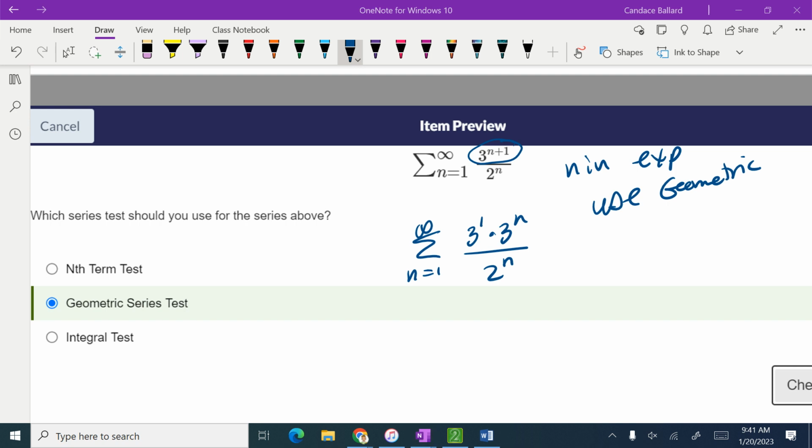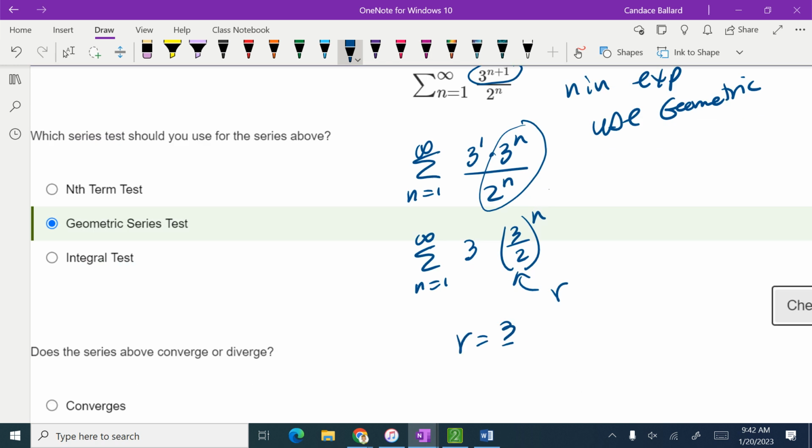All right. I'm now going to focus in on this part here. I'm trying to create my ratio, okay? Because that's what I need for geometric. All right. So sum is n equals 1 to infinity. I've got 3. And I'm going to rewrite this as 3 over 2 to the n power, right? Because they're both to the n power. So I can take that n power and basically factor it out, kind of. It's not what it's really called, but that's what we're doing. That's my r right there now, right? So my r is equal to 3/2.